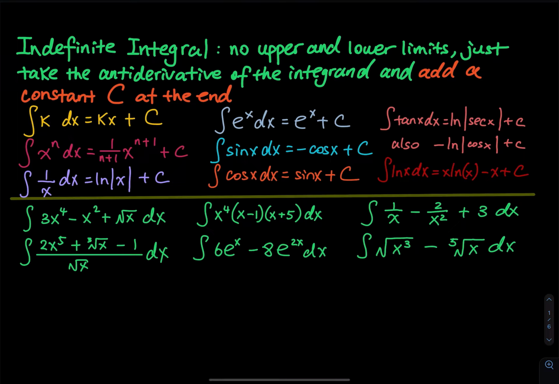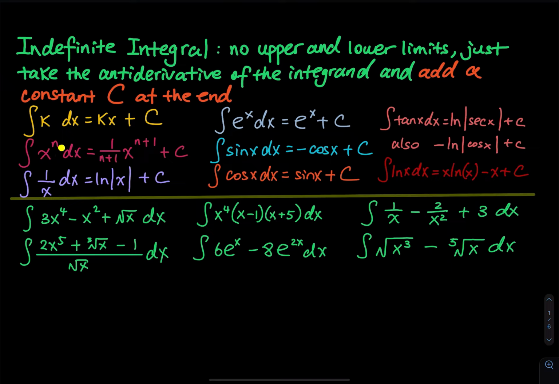Okay, so let's go ahead and find the first indefinite integral. But before we get into that, let's do a quick review. The first one in yellow is the integral of a constant k dx. k is a constant, so the antiderivative of a constant is kx, and don't forget you have to add a c. And then this one is commonly used, the power rule.